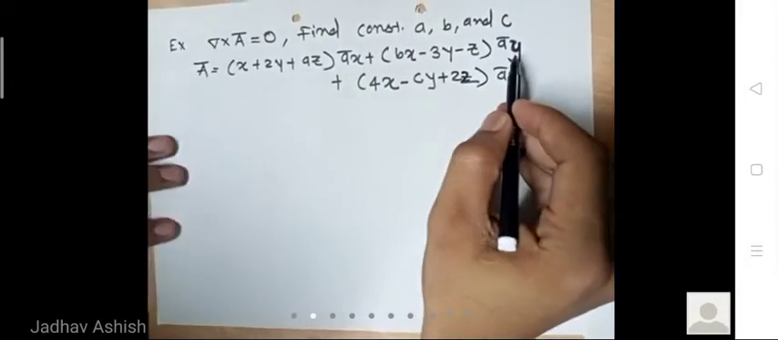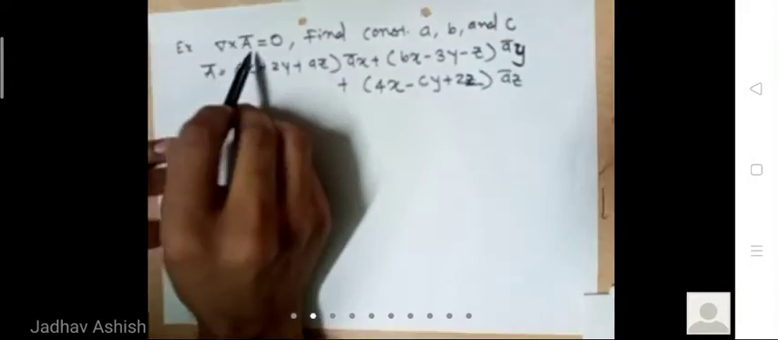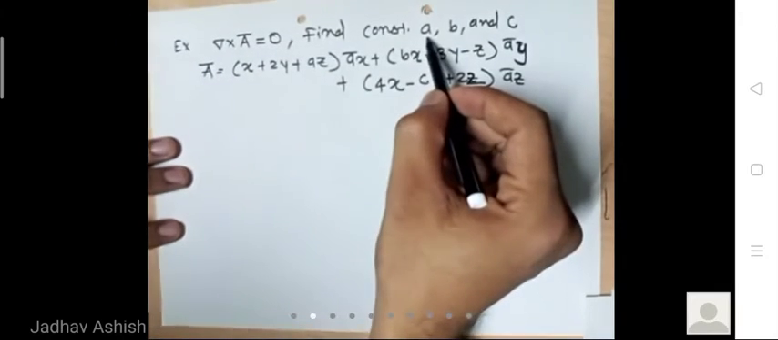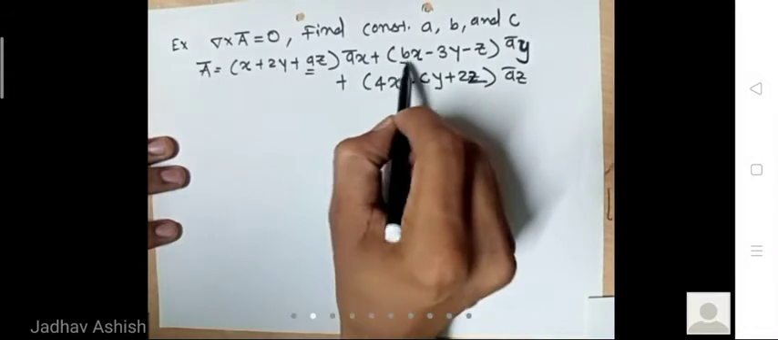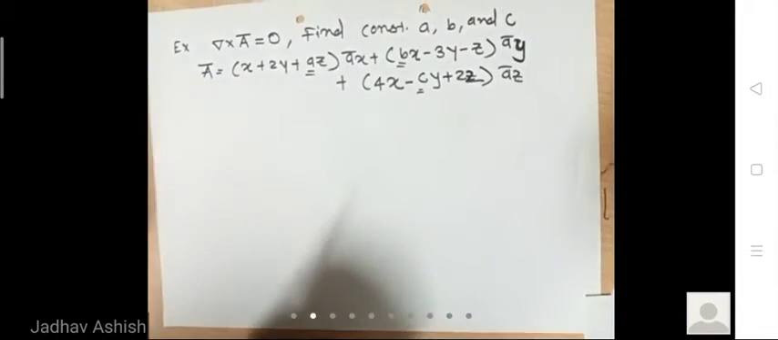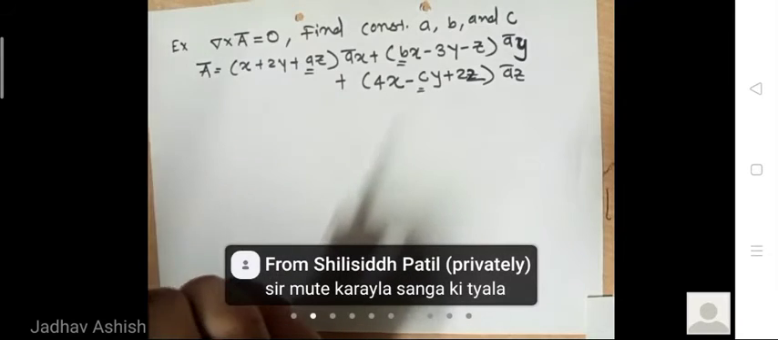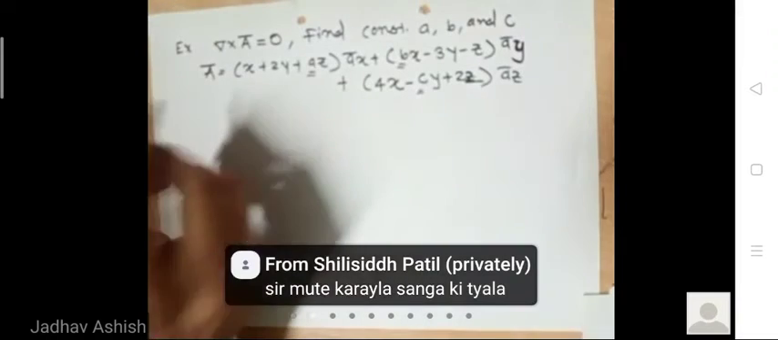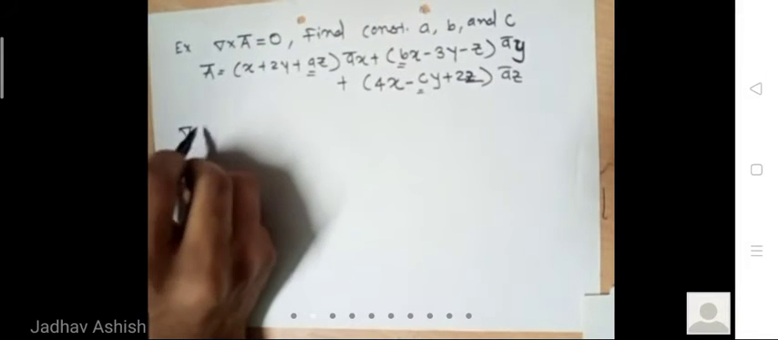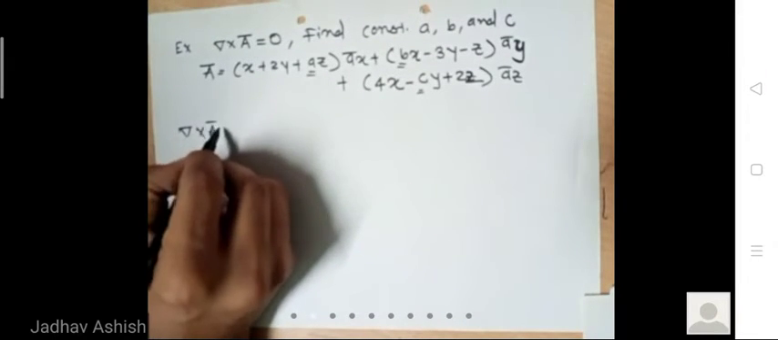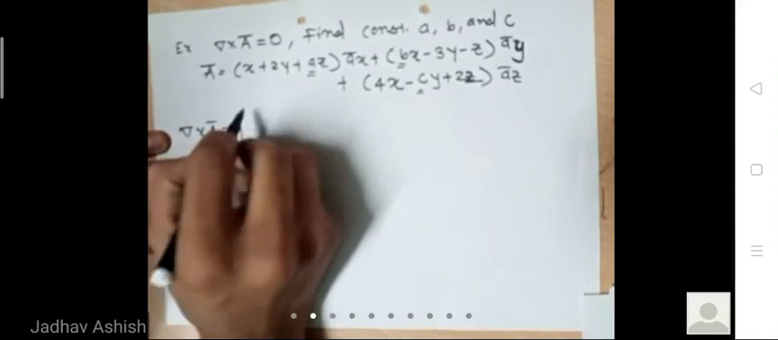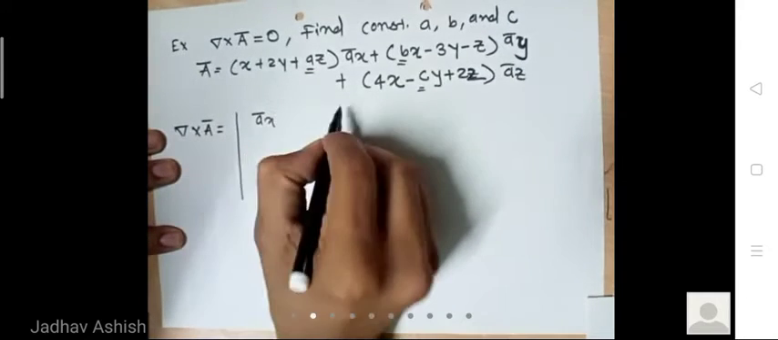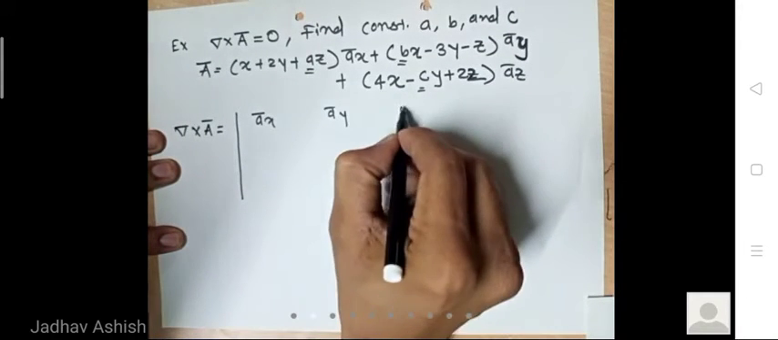So if this is a vector and the information given is that the curl of that vector is 0, find the values of A, B and C. You can observe this A here, B over here and C over here, right? So let us use the definition of curl and equate that to 0. So curl of vector A is equal to, as per the definition, I am writing this determinant: all the unit vectors A bar x, A bar y, A bar z.